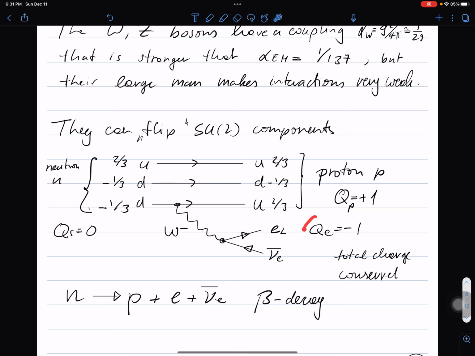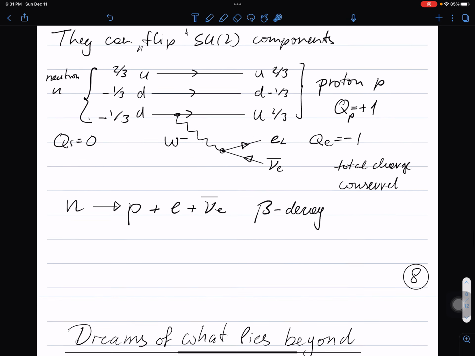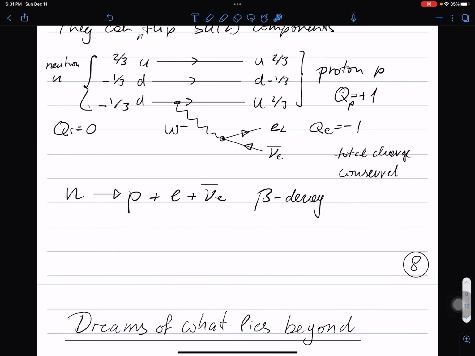The electron has a negative charge, -1, and the proton is now formed essentially by turning this u d d into u d u, a state that has a positive charge +1. So the total charge is conserved. We have a +1 object, a -1 object, and the proton and electron are now the two things that come out, and the neutrino flies away as well. And this process is essentially called beta decay.